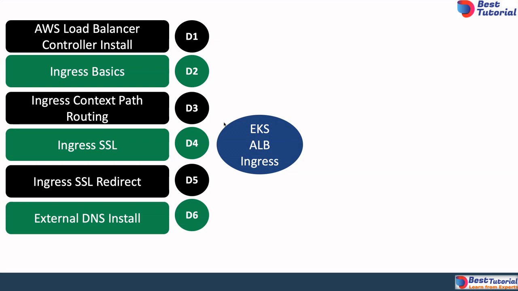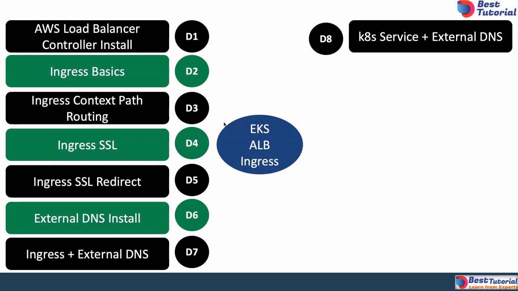And we are also going to install external DNS using demo 6. And later, we will implement Ingress plus external DNS and Kubernetes service plus external DNS as part of demo 7 and demo 8. Ingress plus external DNS in the sense, whenever we deploy our Ingress manifest, automatically the DNS registration happens in the AWS Route 53, whatever the DNS names defined in the Ingress manifest. So that we are going to learn as part of demo 7.